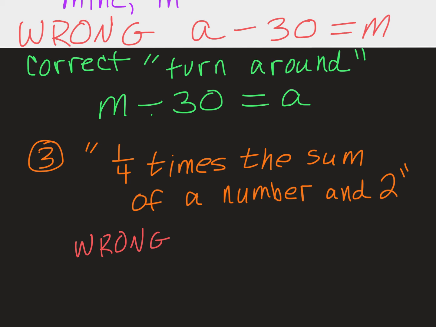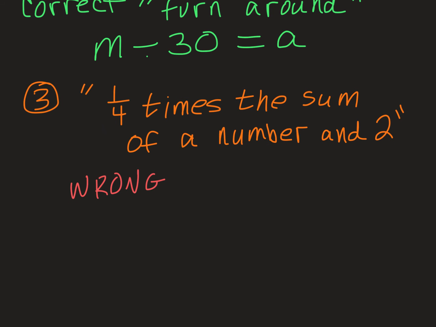This is what I have a tendency to see kids do. Wrong way to do it first. It's barely wrong, but it's wrong. Okay? You do 1/4. We don't use that baby X for multiplication anymore, right? We use a dot because in algebra we use the letter X a lot for a variable and we don't want to get confused. So 1/4.